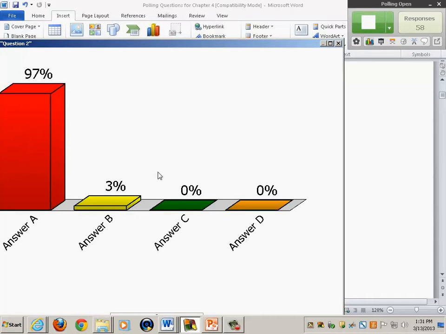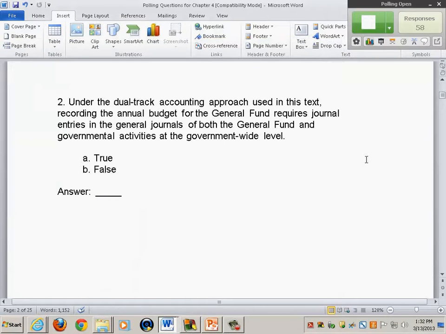Last chance. Okay. So, all right, the question is, under the dual track accounting approach, recording the annual budget for the general fund requires journal entries in the general journal of both the general fund and the governmental activities at the government-wide level. True or false?